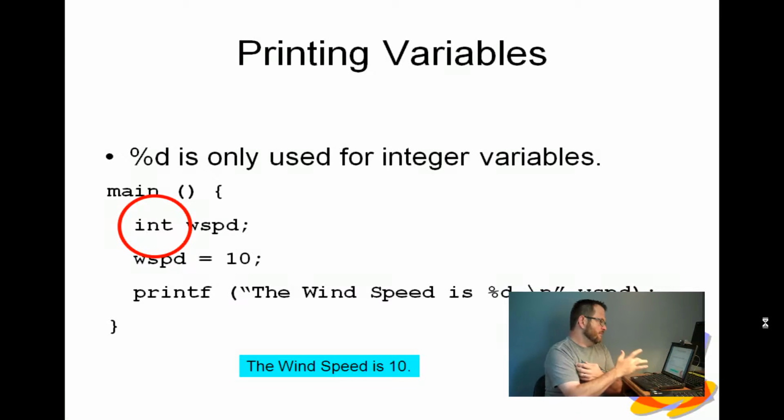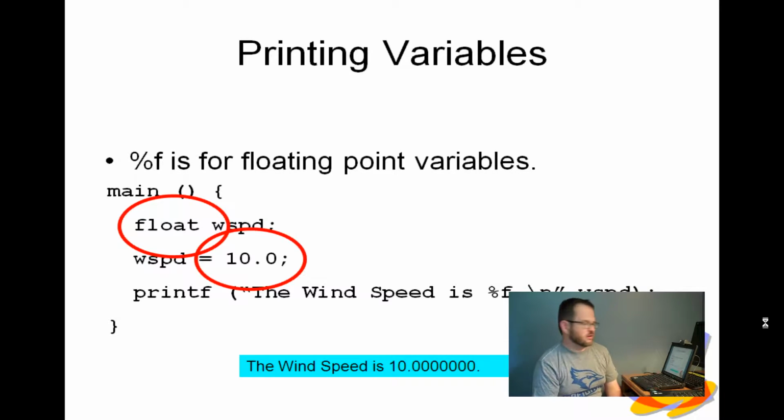Okay? We could have done this with floating point numbers. In fact, it would have been far, far smarter. If I had declared WSPD to be a floating point number using the float WSPD command, and then I had set wind speed not equal to 10, but to 10.0, okay, it is a floating point number, it has decimal places, then our format specifier for a floating point number is %f.